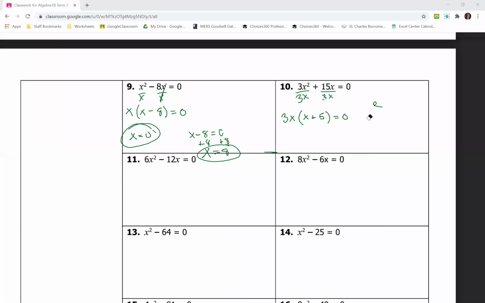Okay, so make sure you're doing that division. 3x squared divided by 3x is x. 15x divided by 3x is 5. So now we set each piece equal to 0.